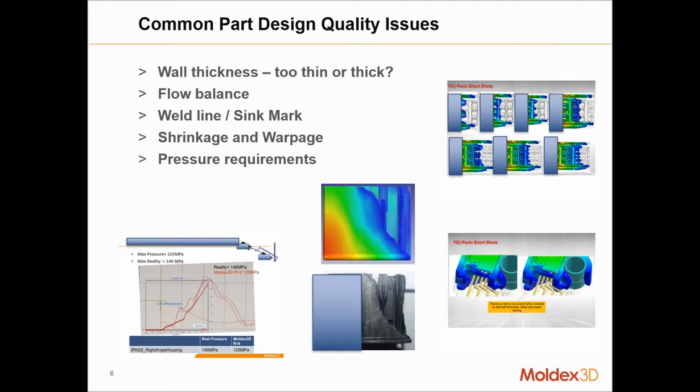For example, the top left shows how much pressure we need in order to fill the part. In the middle is showing the hesitation. On the top right, it shows where those weld line locations are. Those are the challenges of part quality.